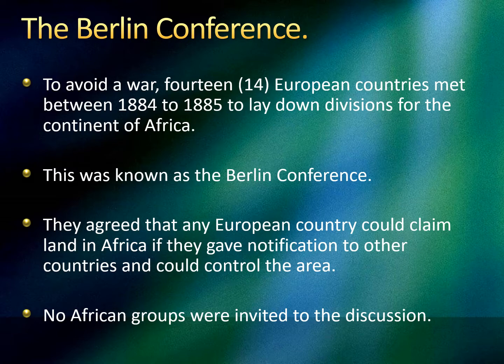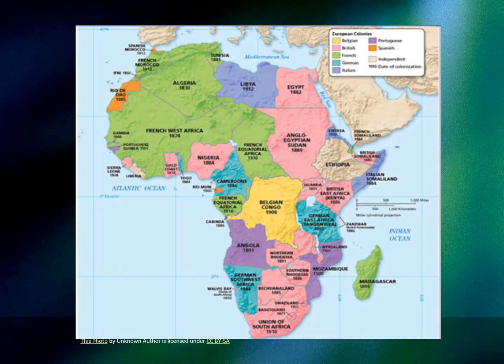And of course, just like we kind of talked about with the Congress of Vienna, they tended to leave out the important players, so no African groups were even invited to this discussion. So here's a map of Africa, as you can see here, of how they were divided up. The yellow being Belgium, the pink being British, green is France, the teal colored, light blue color there is Germany, the purple color is Italian, the dark purple color is Portuguese, and then the orangish color is Spanish.